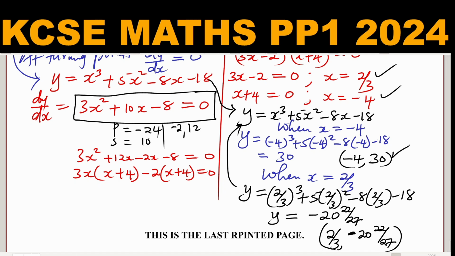So these are the turning points. This one and this one. Those are the two turning points of the curve.